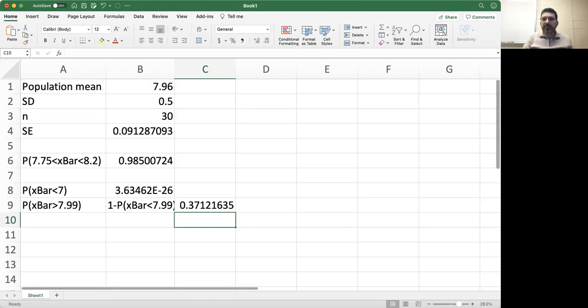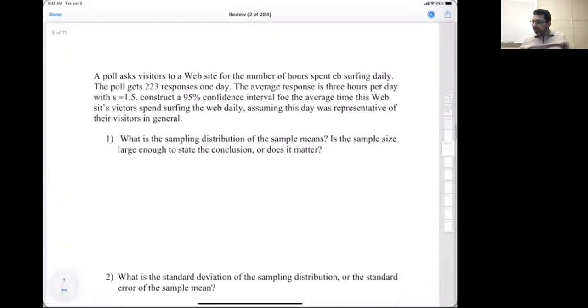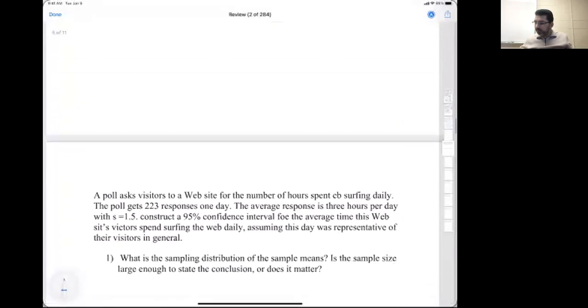Okay, so let's go back to our exercises. Now we will talk about the confidence intervals, for the mean and also for the proportion. If you remember, a quick review like this.